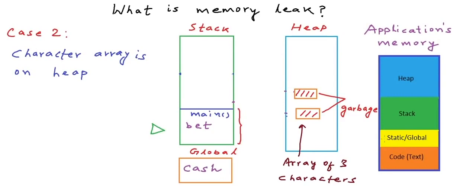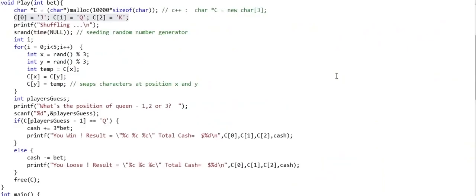It avoids memory leak. In this example, we were creating an array of 3 characters on the heap. What if we were creating an array of 10,000 characters and not freeing the memory after we were done using it? At the end of the function, the memory consumption would have shot up like anything. Coming back to my code here, what I have done is I have created a character array of size 10,000 characters here. My logic would not change. I'll just use first 3 positions in the array.